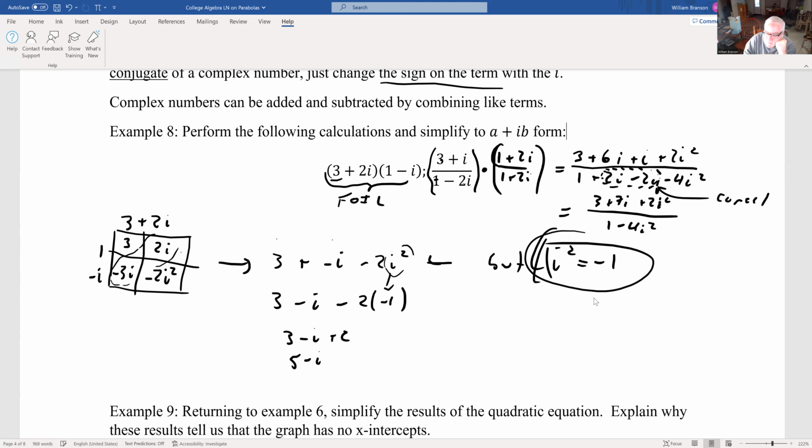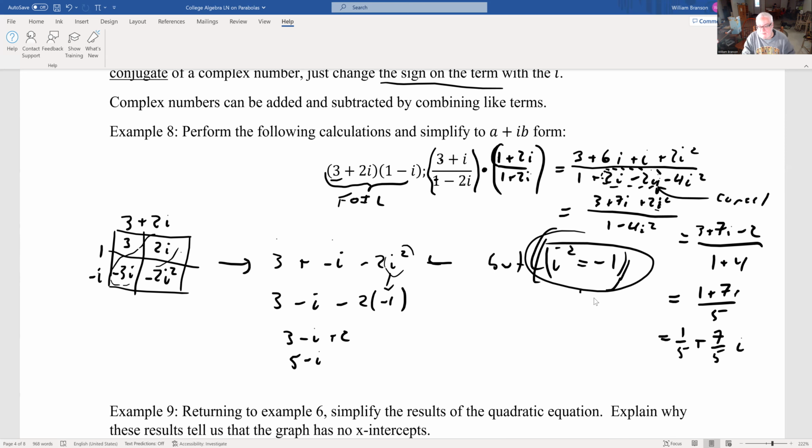And now I'm going to use this fact again. 3 plus 7i, i squared is minus 1, so this becomes a minus 2. i squared is minus 1, so this becomes a 1 plus 4 in the bottom. And what do we have? 3 minus 2 is 1 plus 7i over 5, and we can break that into two pieces. And there's our division. And it's nicely written as a plus bi, which is the form we want our complex numbers in.